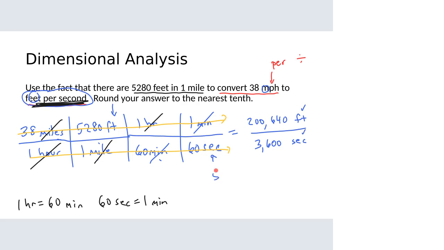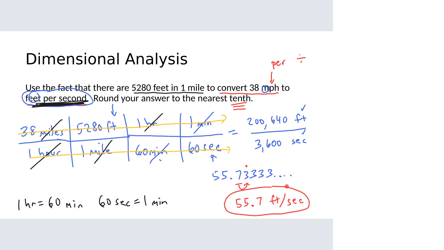And it's 55.7333333, and that keeps going. This problem told me to round to the nearest tenth. So we'll find the tenths place, we'll look one space to the right. Since that's 4 or lower, we're going to round this down to 55.7 feet per second. So if you're traveling 38 miles per hour, you're traveling 55.7 feet every second.